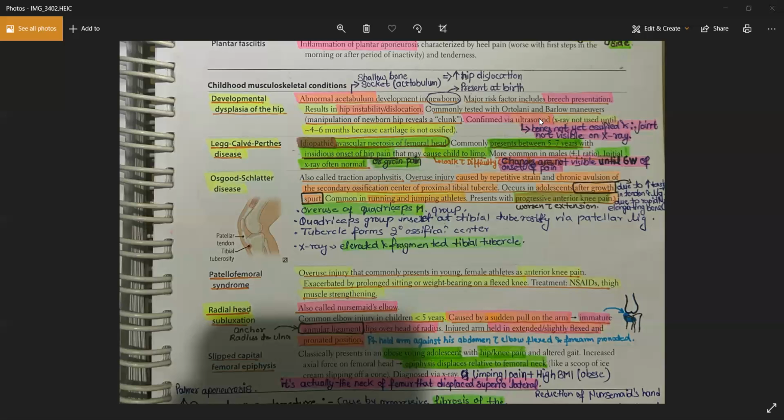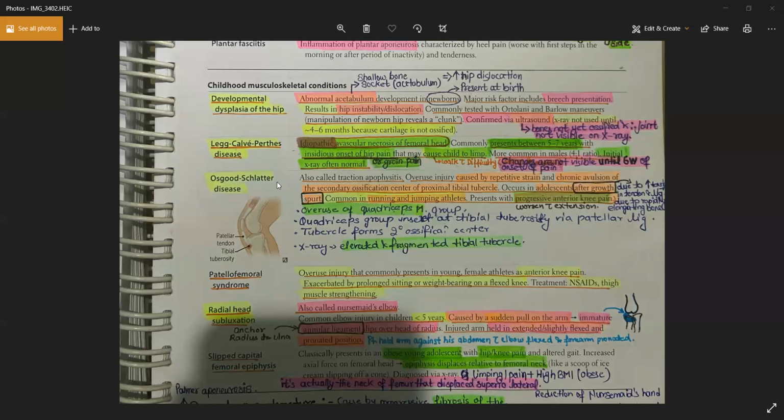And for Legg-Calvé-Perthes disease, we have discussed that the patient presents with limping, and it is insidious in onset, idiopathic, right? It is the avascular necrosis of the femoral head. X-ray is also normal, and the changes will be visible only after 6 weeks.